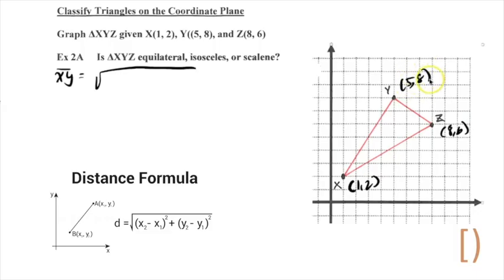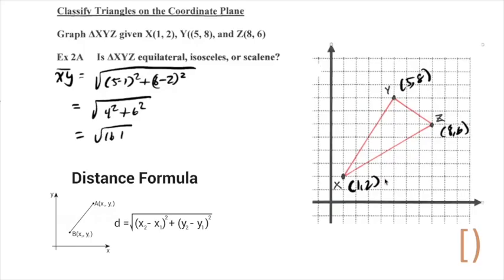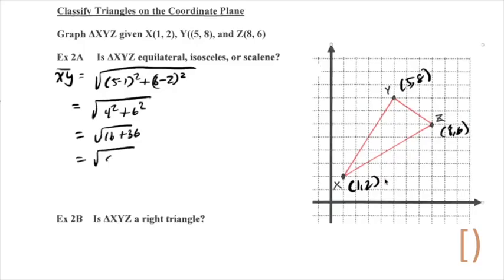So we'll say this is x2. I'm going to do 5 minus 1 squared plus 8 minus 2 squared. We're going to get 4 squared plus 6 squared, which is 16 plus 36, which is 52. Okay, the distance of XY is the square root of 52.